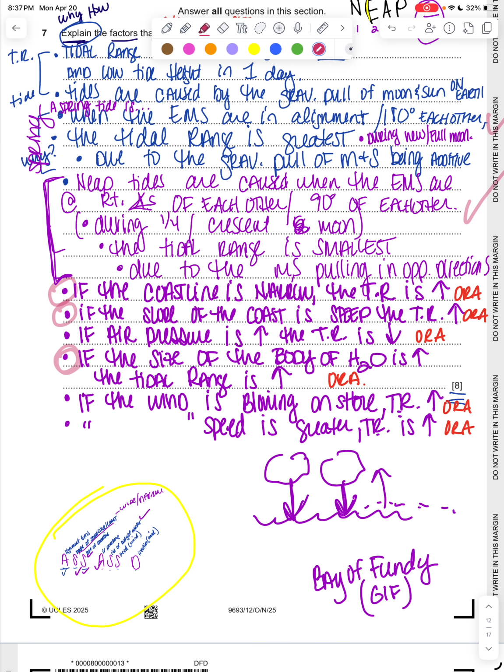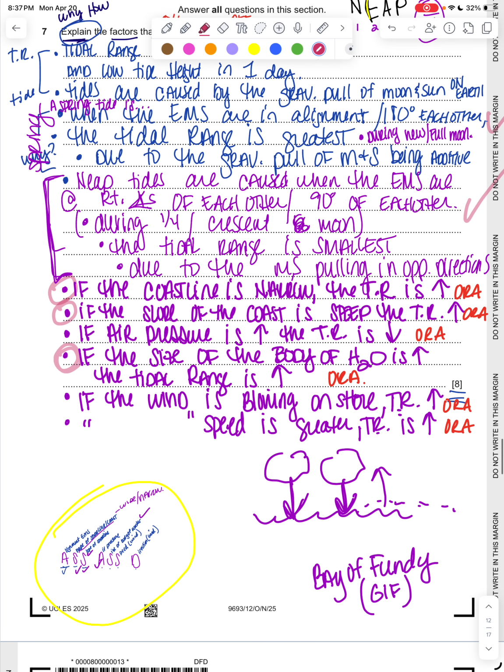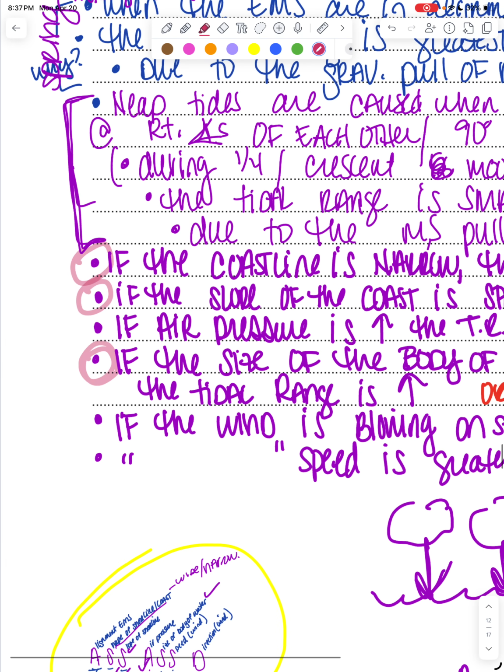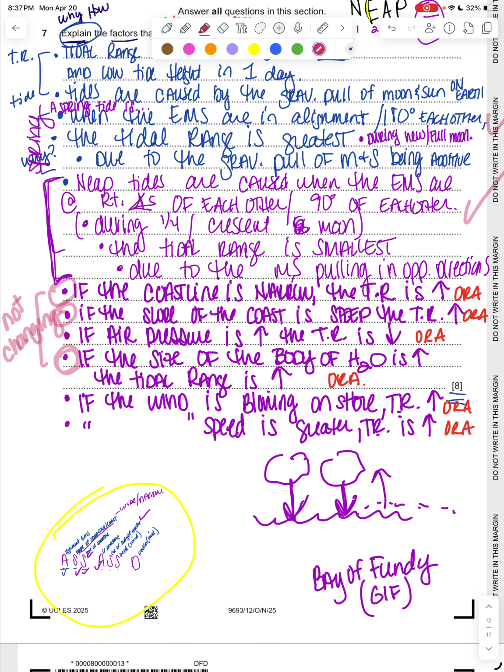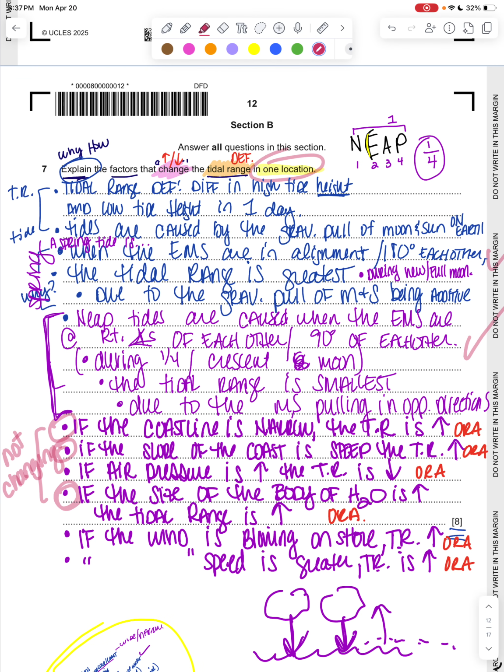So the wind can change, the wind direction and the wind speed could change. But these three that I circled are not going to be applicable on the mark scheme because they don't change. They can be different in different areas, but they're not something that can change in one location.